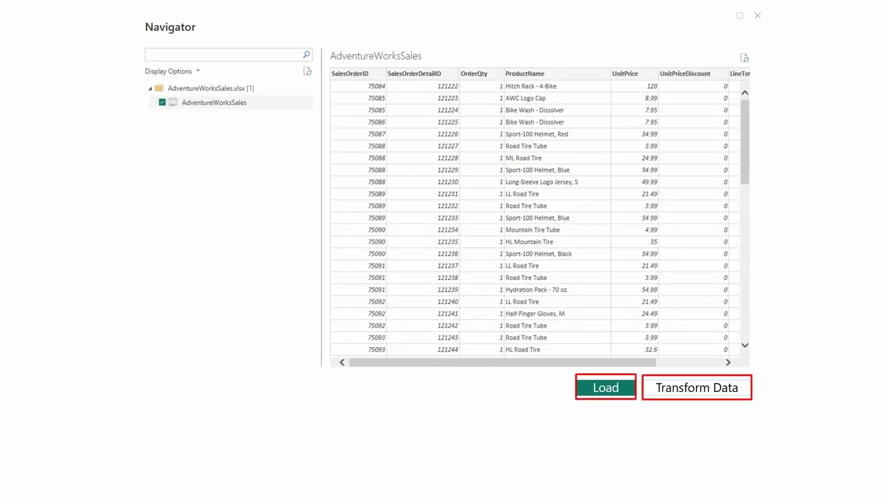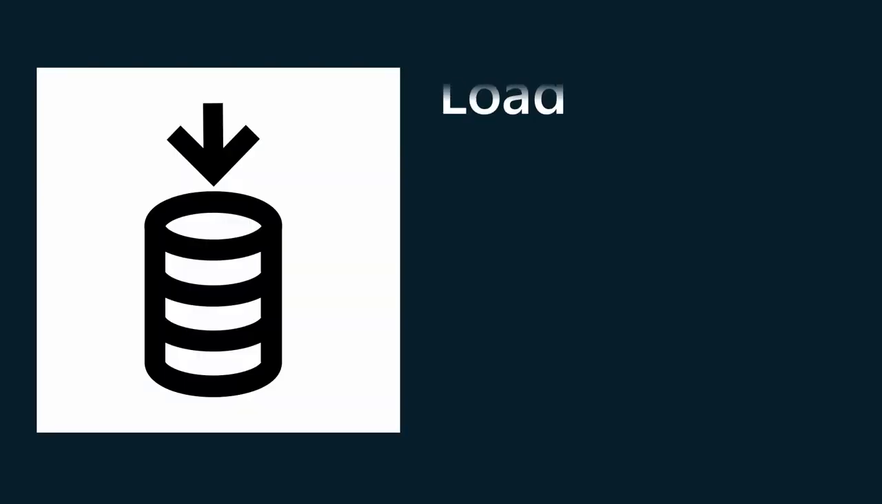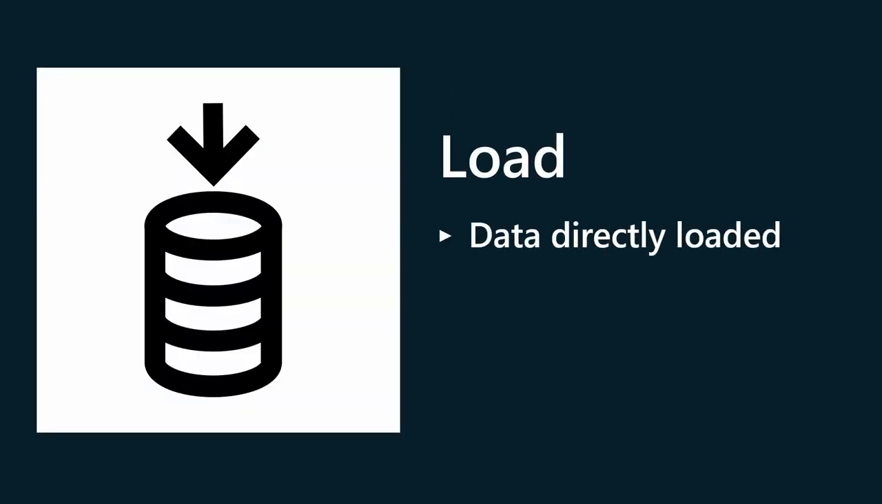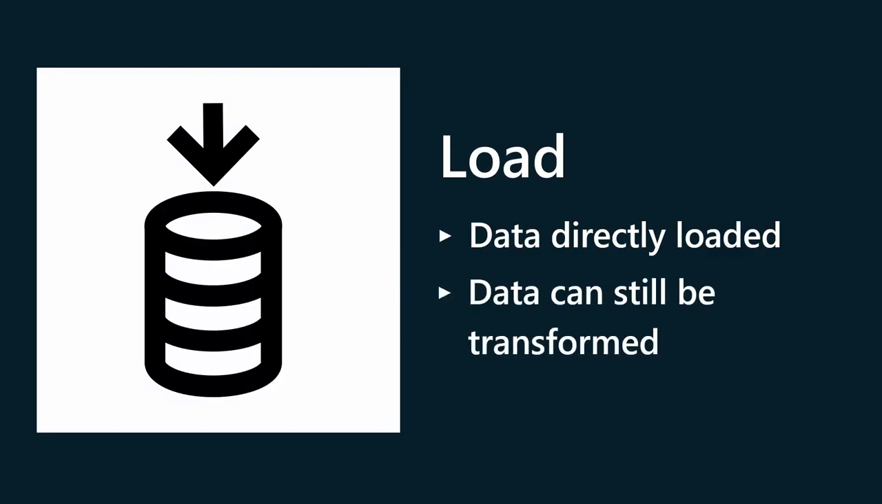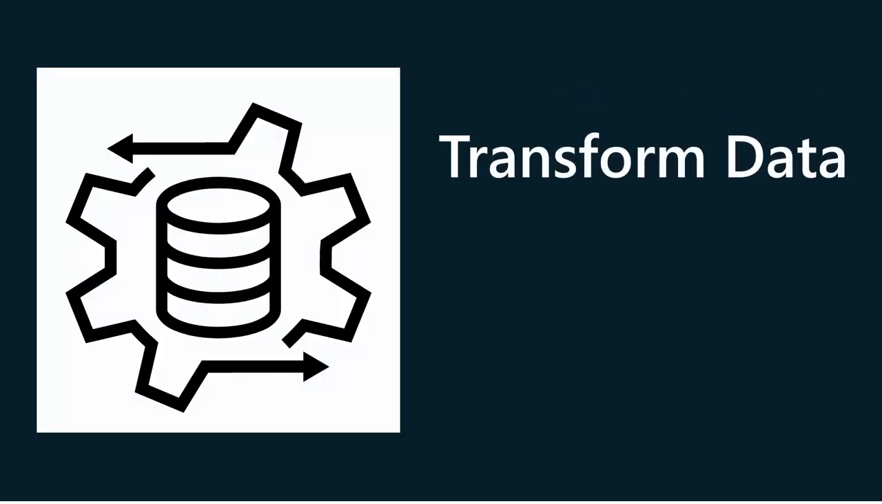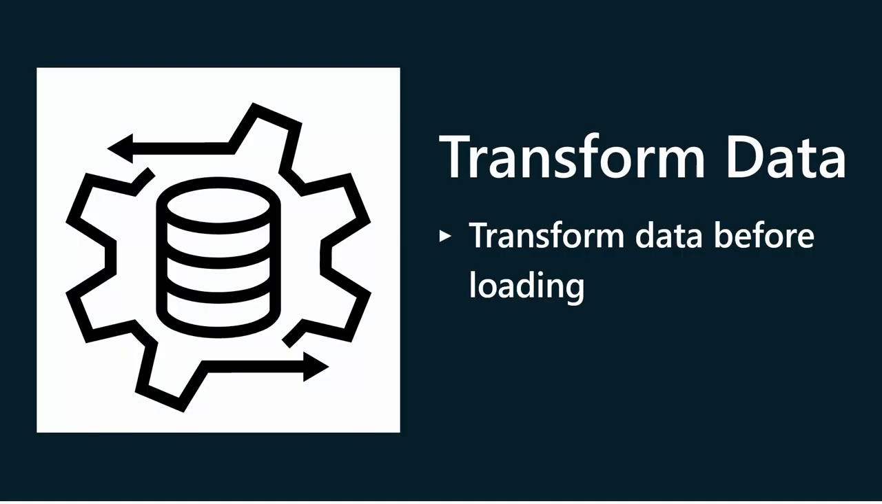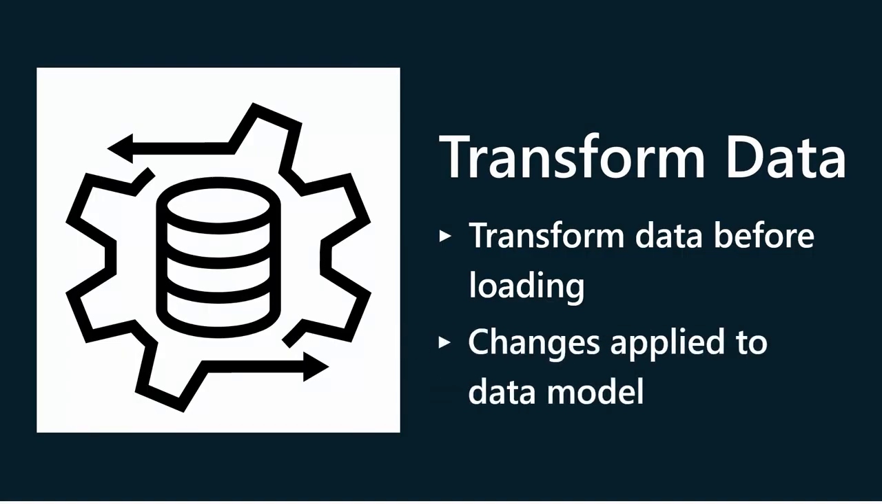There are two main ways to load data in the Power BI user interface: load and transform data. Let's look at each option a bit closer, starting with load. With the load option, data is loaded directly into the data pane in Power BI. If you choose to load data directly, you can still transform the data at a later stage. The second option, transform data, allows you to transform the data before loading it. The changes to the data are applied to the data model, and the data pane is refreshed in Power BI. Visualizations can now use the applied changes.